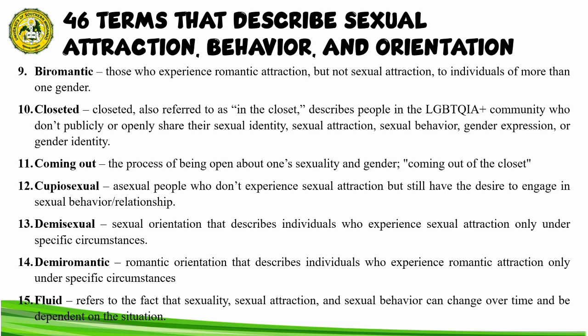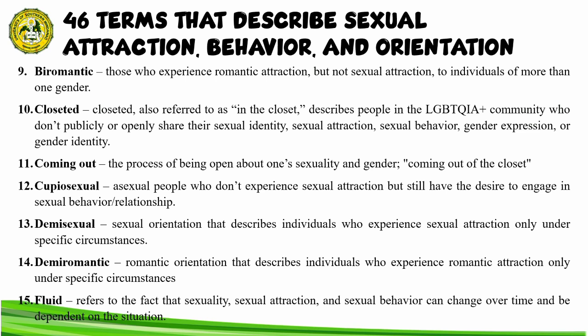Next, we have coming out. Coming out is a process of disclosing one's sexual orientation, gender identity, or other personal information to others. It can be a difficult and emotional process, but it can also be a liberating and empowering one. There is no one-size-fits-all approach to coming out. Some people may choose to come out to their family and friends all at once, while others may come out to different people over time. There is no right or wrong way to do it.